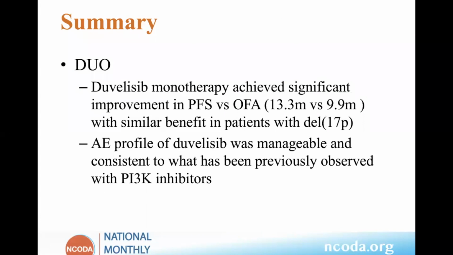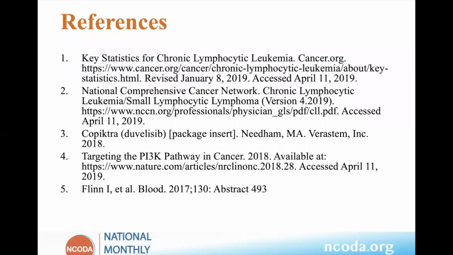Next slide. So in summary, Copiktra is indicated for relapsed refractory CLL and SLL in patients with 2 prior therapies based on evidence from the DUO trial, which showed significant improvement in progression-free survival. The adverse event profile is manageable and is consistent with what was previously seen and observed with other PI3 kinase inhibitors. Thank you. Are there any questions?